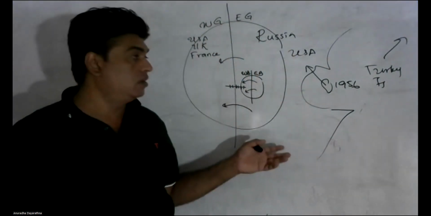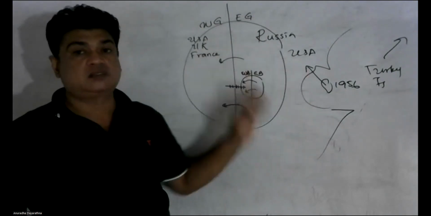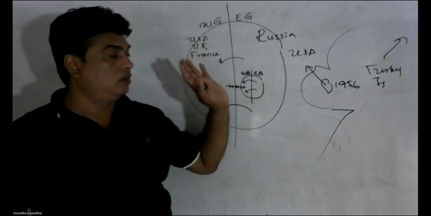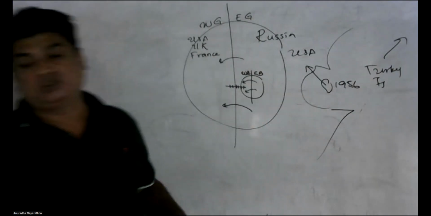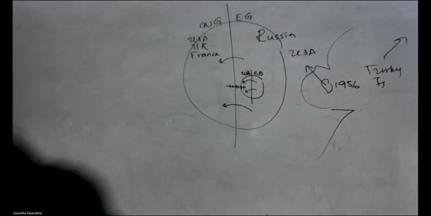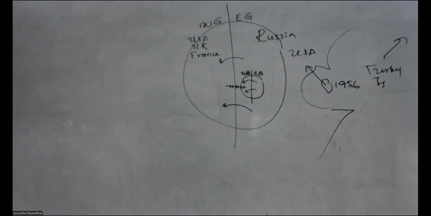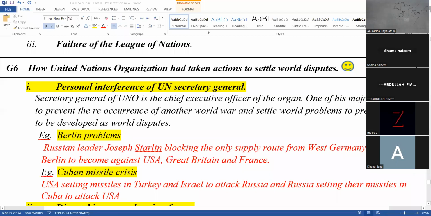However, what happened here? Once again, the Secretary General of UNO personally intervened in the problem, talked with the two leaders and solved the problem. So these are the two problems solved under that action, personal interference of the UN Secretary General. Okay, you can write that.